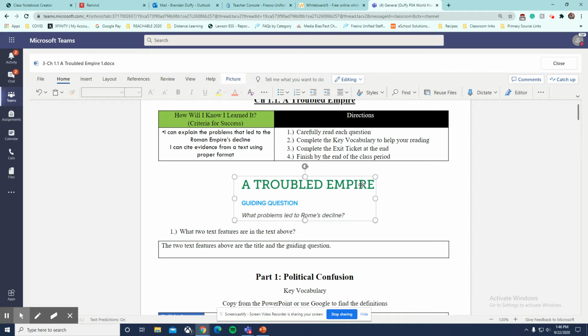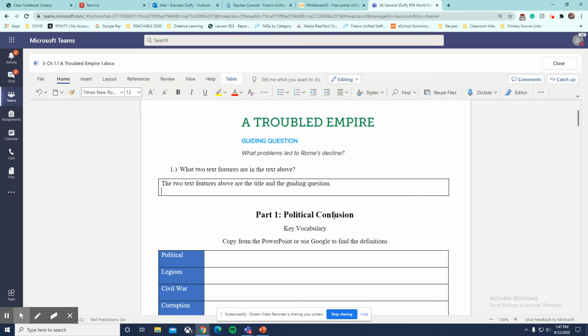So remember, our titles and our guiding questions will help us in figuring out what the central idea is, because that's what we're really doing, is we're taking notes to try to help us identify the central idea. So the first question says, what two text features are in the text above? Now we filled this out in class, and the two text features are the title and the guiding question, right? So answering this question right here will tell you why it's a troubled empire and tell you what the central idea is.